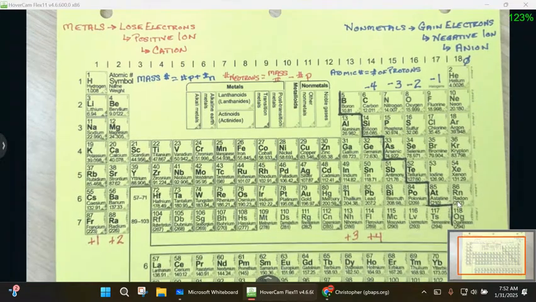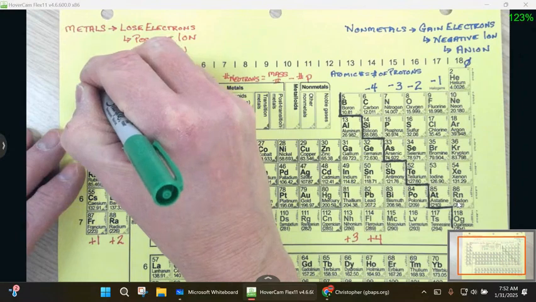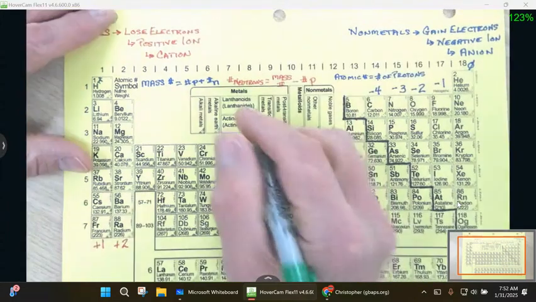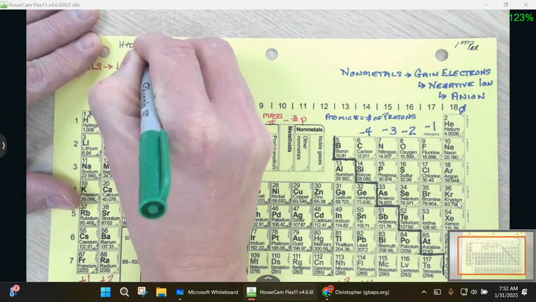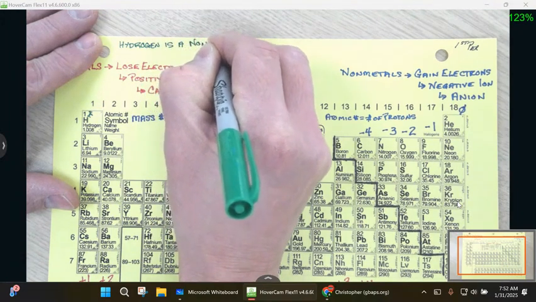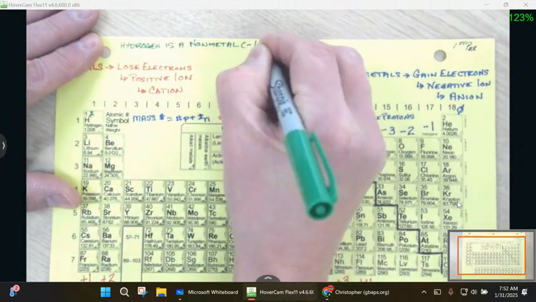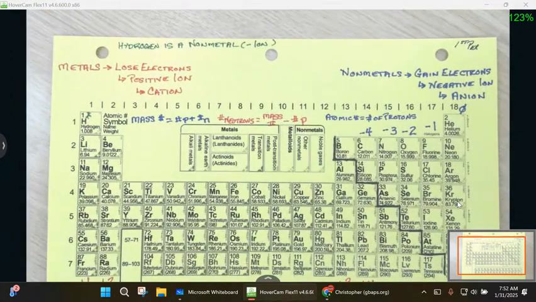Now, I didn't do this the other day. We're going to do this right now. I'm going to make a special note about hydrogen, ladies and gentlemen. Even though hydrogen is over here at the top of group 1, hydrogen is a nonmetal, which means it can be a negative ion. So hydrogen can act like a nonmetal and be a -1 ion.